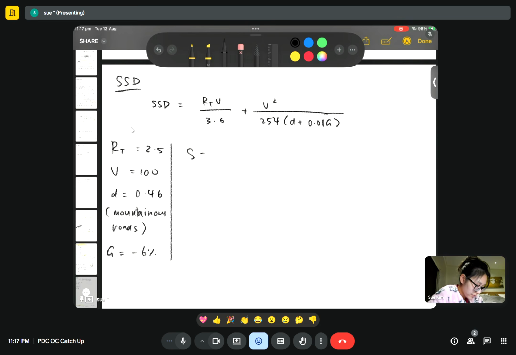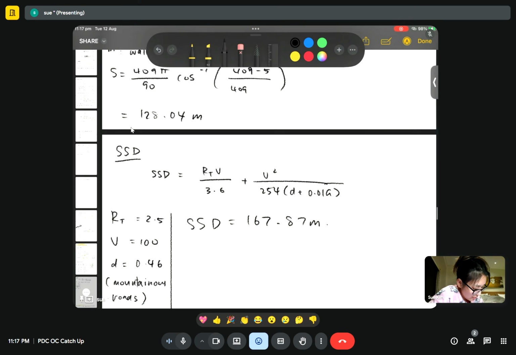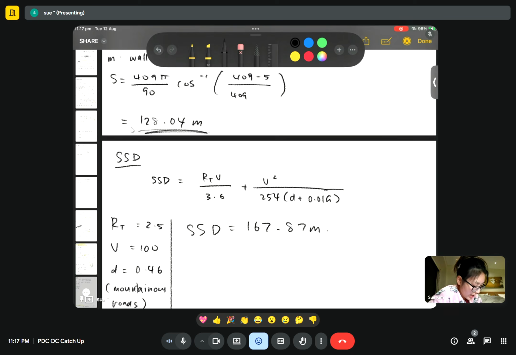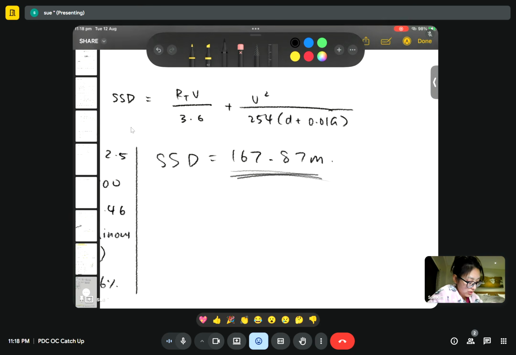Okay, imagine I sub that all in. I should get 167.87 meters. And now, remember, my stopping distance was 128. So it's saying that I physically need 167 meters to make sure I can stop in time. But the minimum distance I can first see an object is 128 meters, right? So that's not good. I could crash.